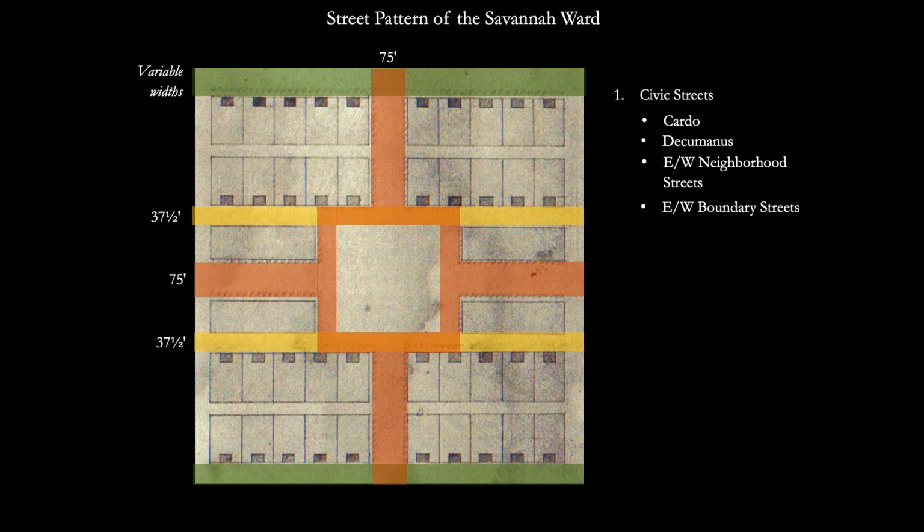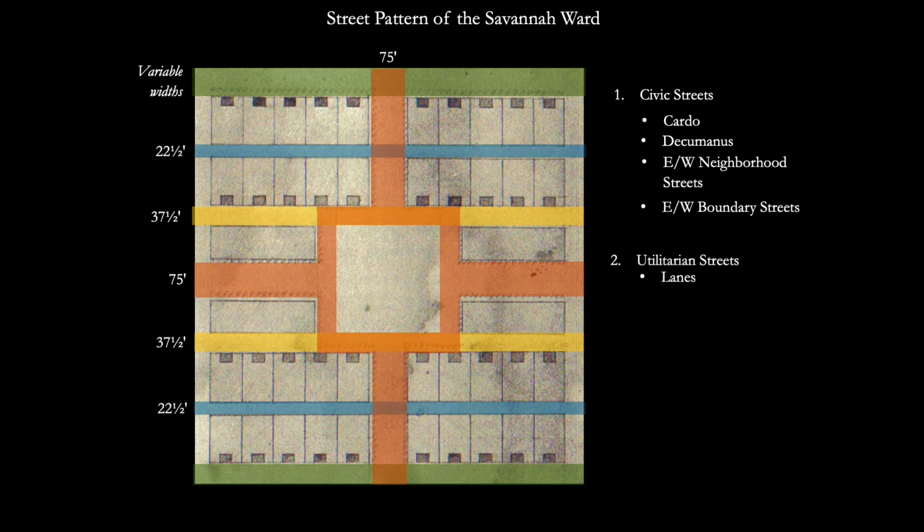The through streets, the east-west boundary streets, are the streets that are fronted by the houses facing the outer sides of the square. So they're similar to the neighborhood streets, but they're invariably wider, and they vary. That is, they range from 85 feet in width to 140 feet in width. So these streets actually each have a different character. No two are really exactly the same. The utilitarian streets, as we said, are small. They're 22 and a half, half of 50.